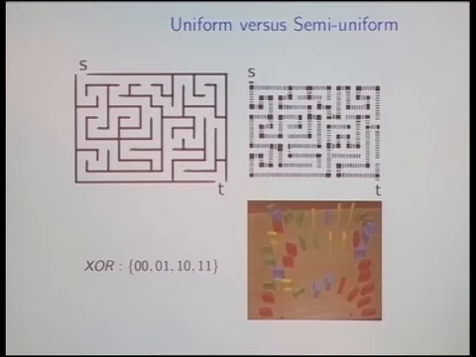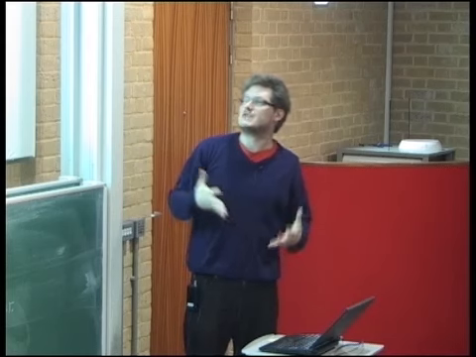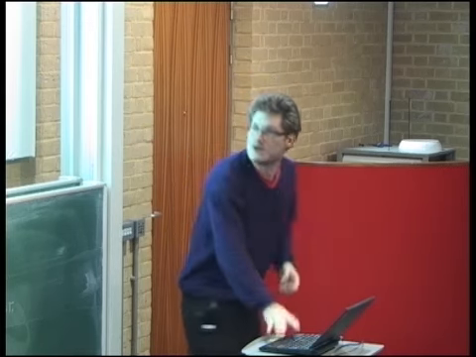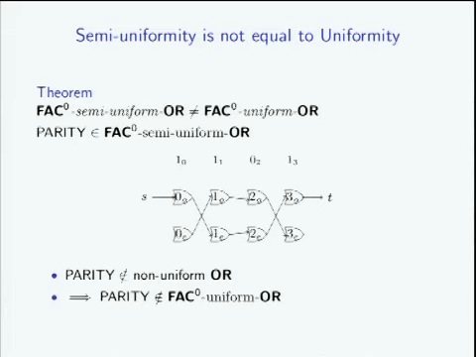And so it was an open problem for a number of years whether uniform and semi-uniform are equal or not. And for all models that were studied until recently, it seemed to be the case. But it's very easy to find a counterexample, which is when we deal with circuits with only OR gates. So we can say that the semi-uniform family of OR gates is not equal to the uniform equivalent.